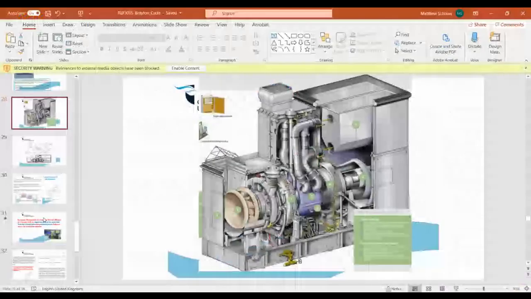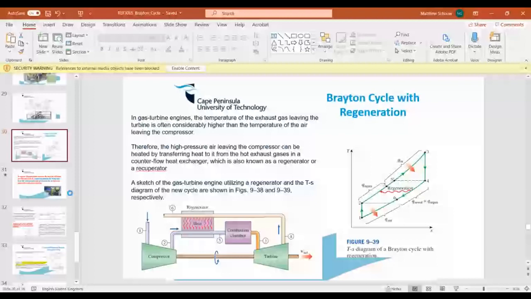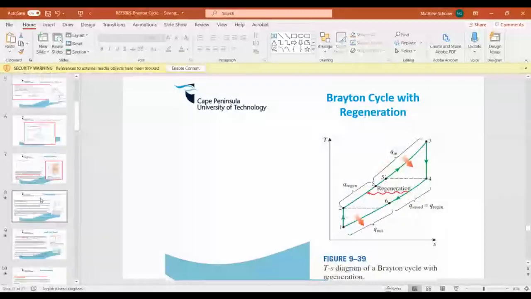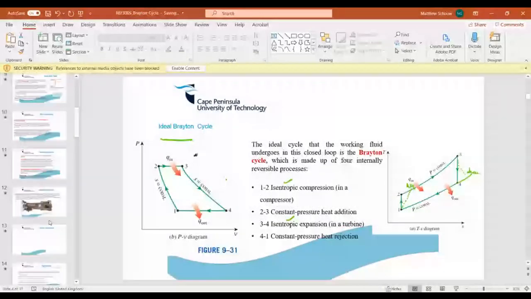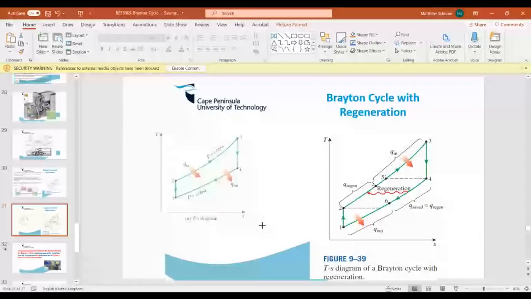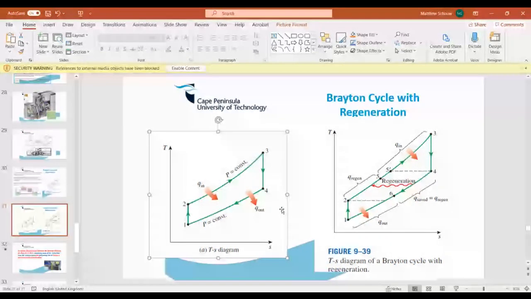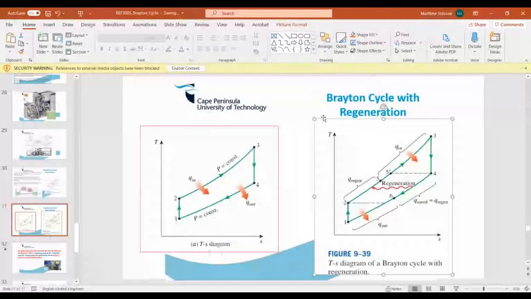I think the understanding is quite critical. I want people to really get this. I'll duplicate this slide and move this, so I'll have a comparison of the previous graph and the other graph, so that you can look at them next to each other. So Q in is initially 2 to 3, and then Q out from 4 to 1. Some of the Q out from 4 to 1 we are redirecting back, and 4 to 6 and 2 to 5 will be equal to each other. Do you guys see it now? That's how it looks thermodynamically on the TS diagram. You guys get it?